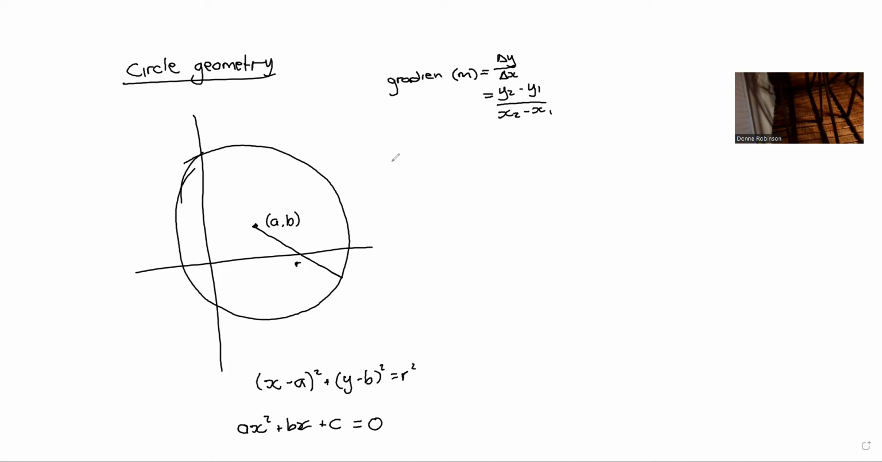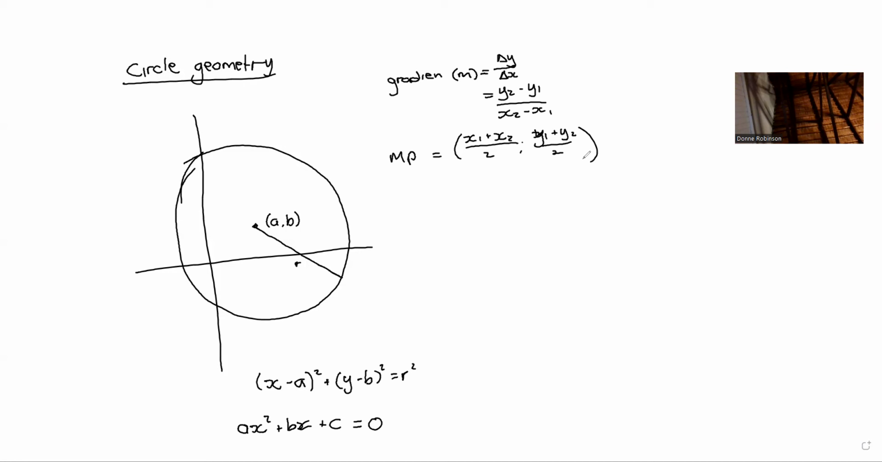Then the next one is our midpoint formula. And this you can work out by adding your x values of the 2 points that you want to find the middle of, divided by 2. And then exactly the same for your y. And that's how you're going to find the midpoint of a line.